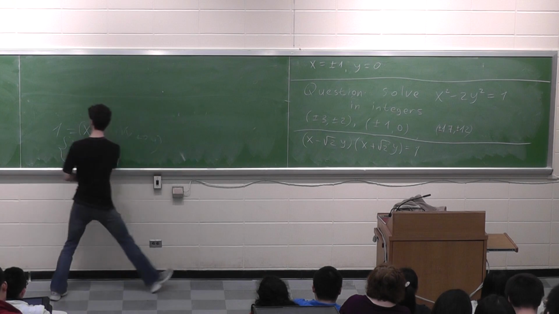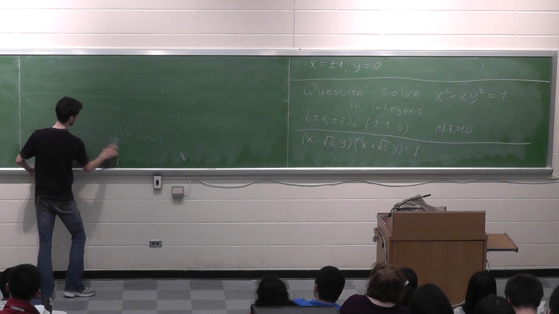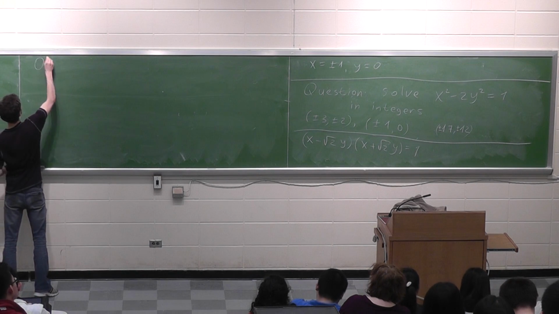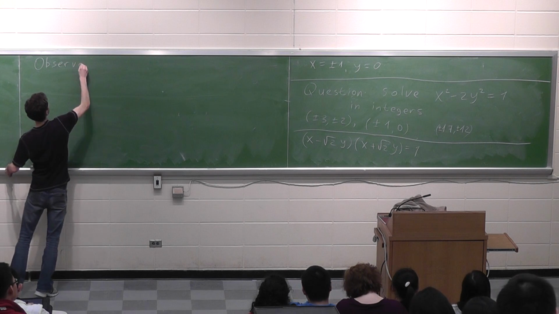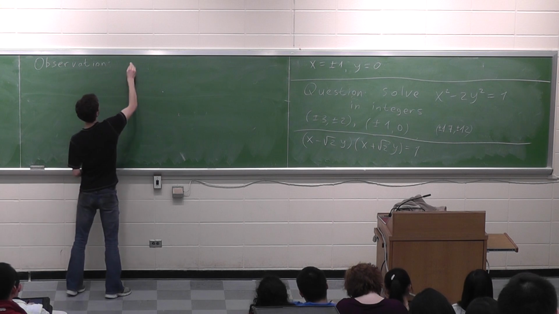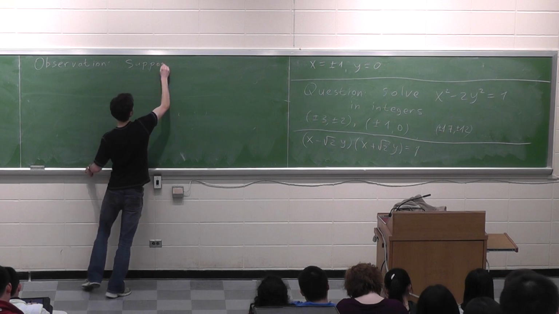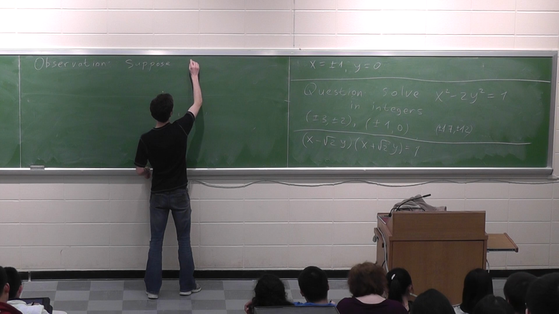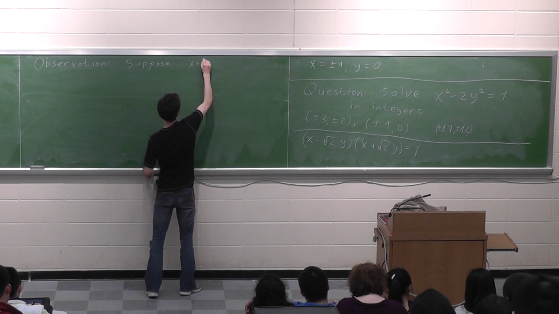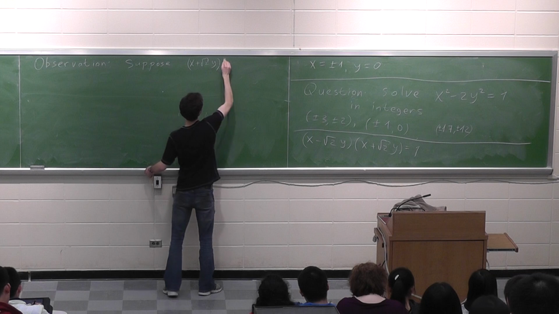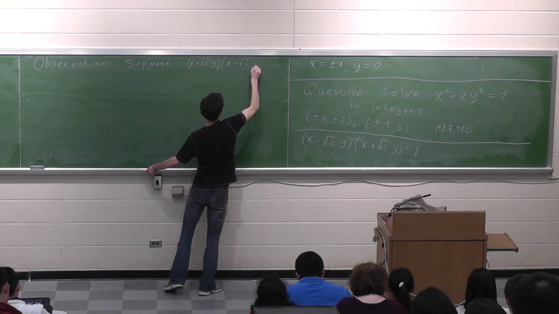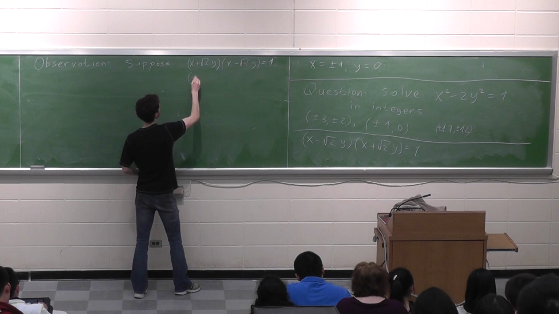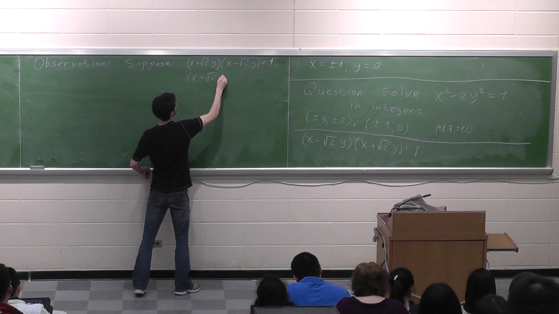Suppose I have two solutions to this equation. Say I have an observation. Suppose we have two solutions of this equation, x, y and x prime, y prime. So I know that x plus square root of 2y times x minus square root of 2y is equal to 1. And suppose I know another solution.